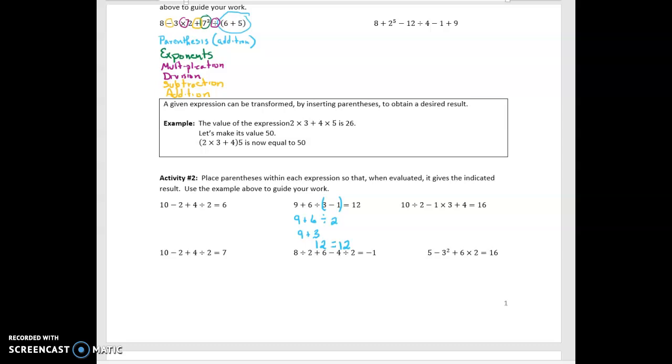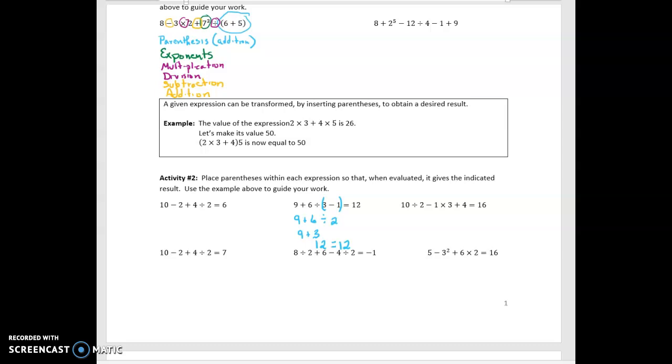So we found where the parentheses needed to go. Likewise, I want to look at this first one on the left-hand side, on the bottom row. I know division's already going to happen first. So mentally we're going to have 4 divided by 2, that's a 2. So 10 minus 2 is 8. 8 plus 2 is back to 10. So that's not correct. The way it's written is not equal to 7.